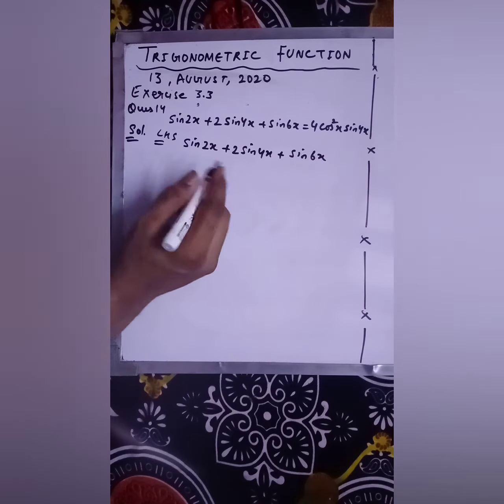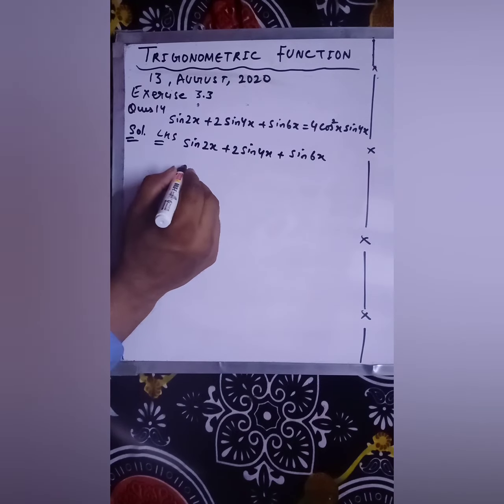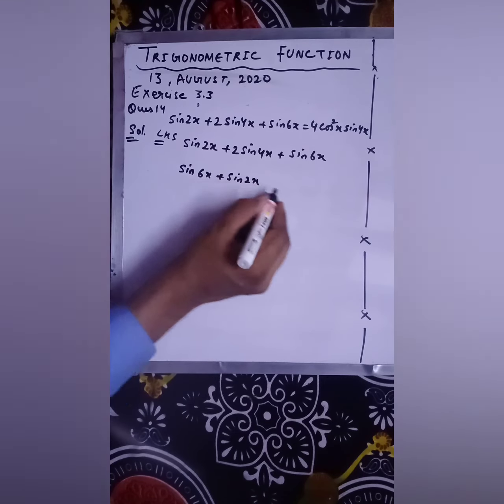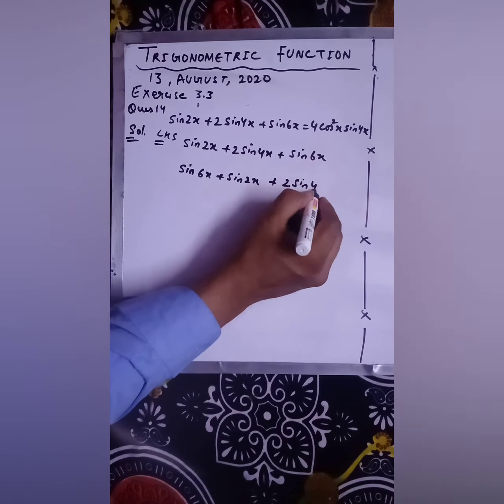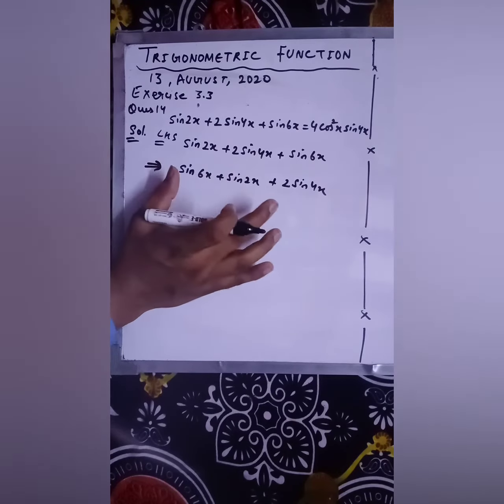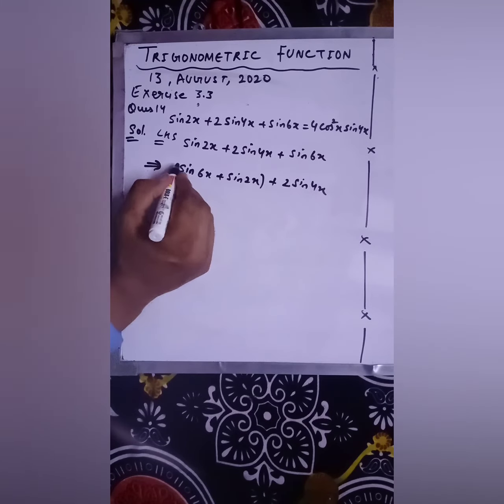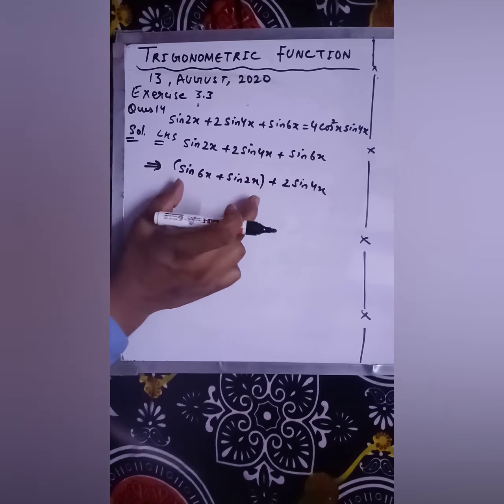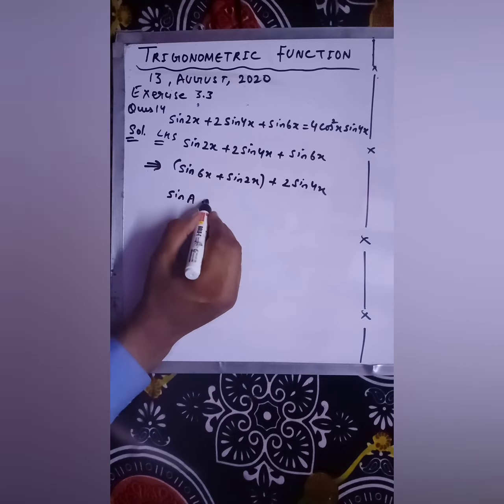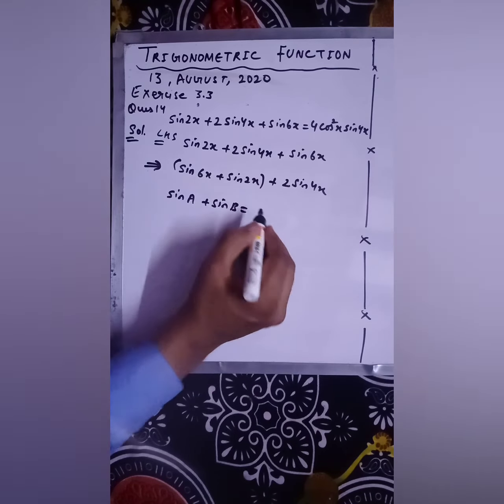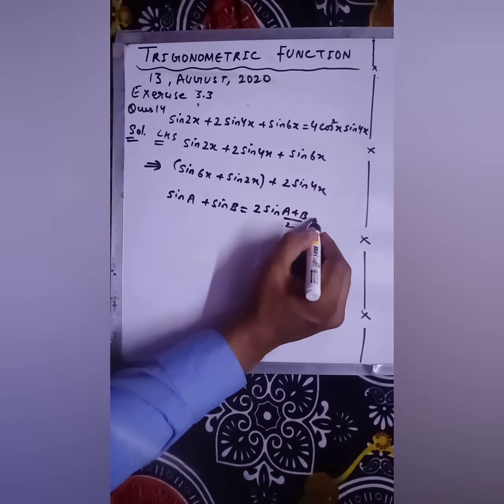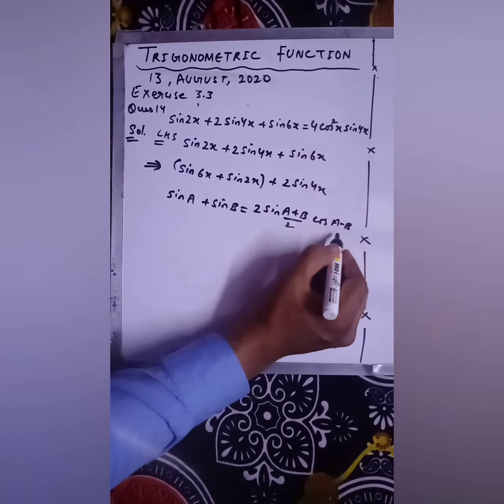Now your first step is I'm writing sine 6x plus sine 2x first. You have to just rearrange them, and in this you have to apply the formula. The formula of this is, I'm writing here, sine A plus sine B equals 2 sine (A plus B) by 2 cos (A minus B) by 2.